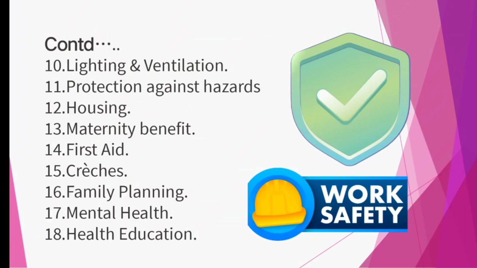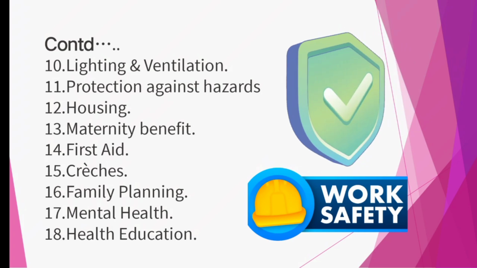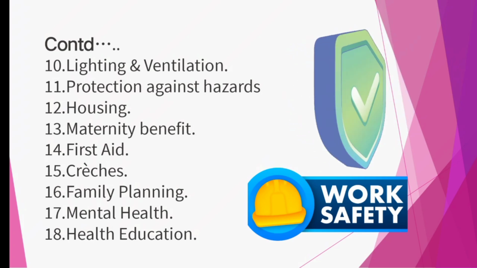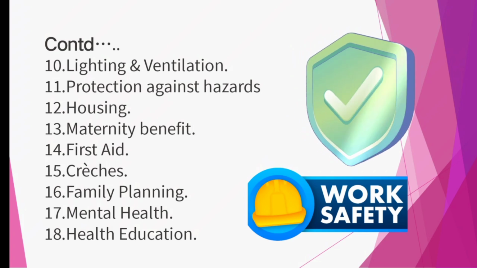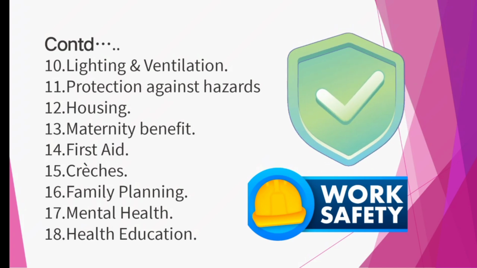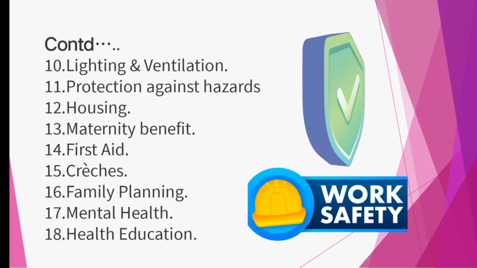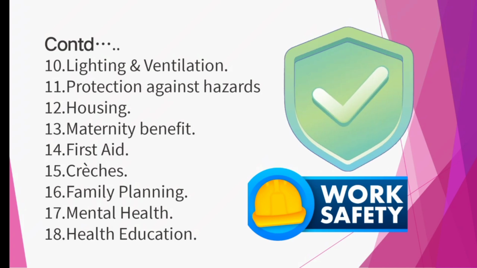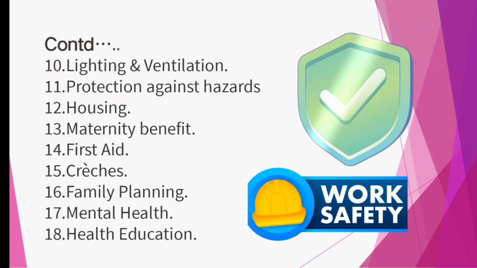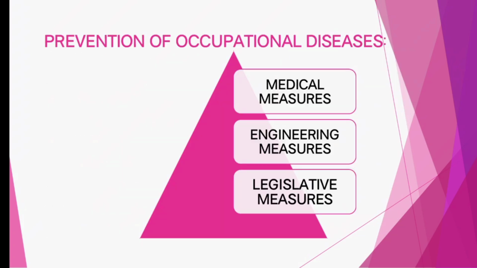Next, adequate lighting and ventilation should be there, protection from hazards should be maintained, housing, maternity benefit should be given to women, first aid treatment in case of any injury, and crèche facility should be there. If more than 30 women are working in an institution, the crèche facility should be maintained, along with family planning measures, mental health and health education. Like in any hospital, if a nurse or any healthcare professional is working, we can give them a maternity benefit scheme and also measures for family planning schemes like that.